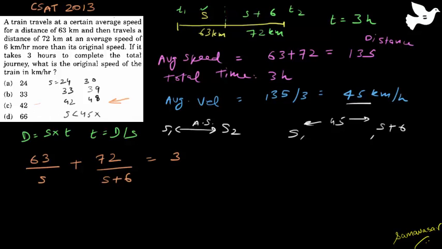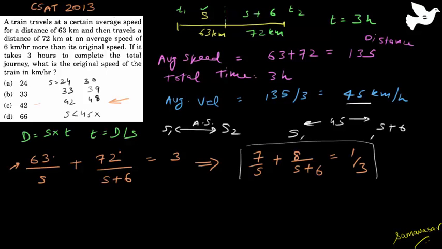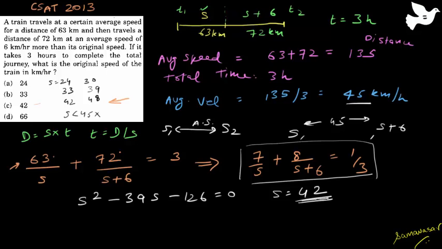Again, the second method to approach this question is that you can plug in these values into this equation and see which one fits. Or you can see 63 and 72 are both divisible by 9. So let me cancel 9 out of this. This equation will take the form of 7 by s plus 8 by s plus 6 is equal to 1 by 3. Again, you can plug in the values in this equation and see. Otherwise, you can solve the entire equation. You will get a quadratic equation of the form s square minus 39s minus 126 is equal to 0. And solving this, you will get s is equal to 42. The other number will be negative, so that has to be discarded. So this is the answer to your question.